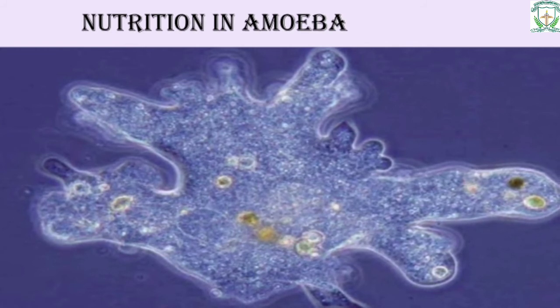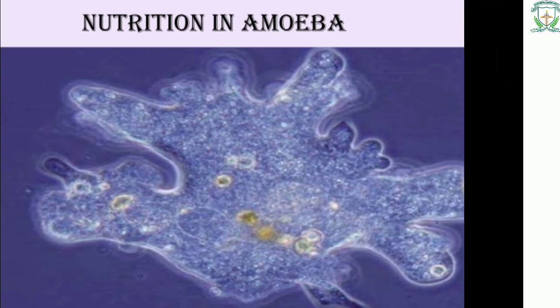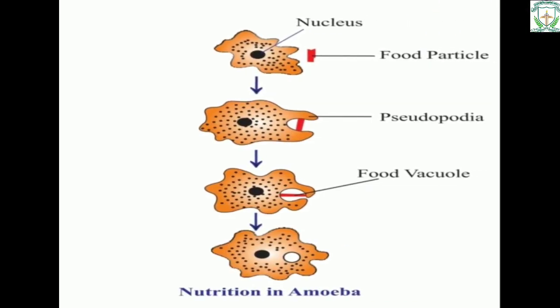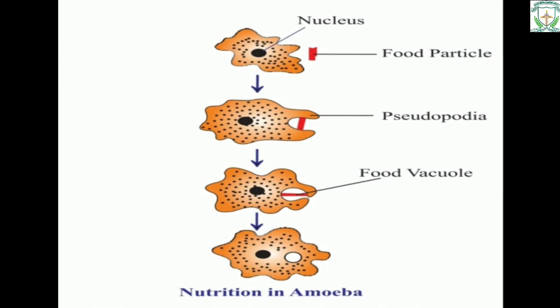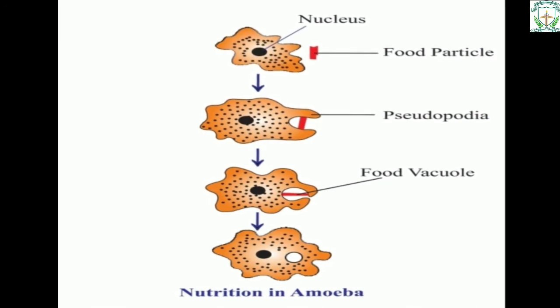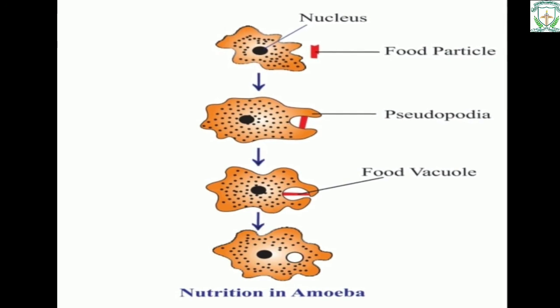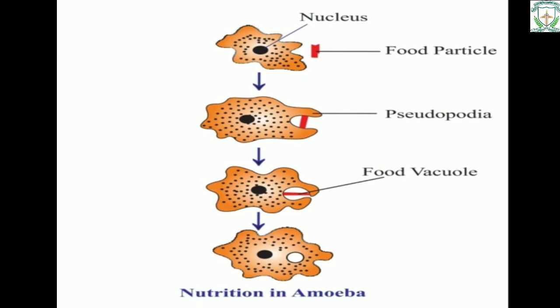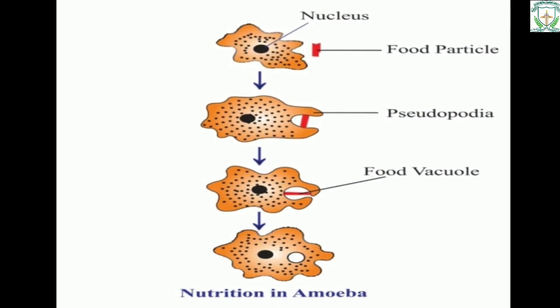In a single cell organism, the food is taken in by the entire surface. First, amoeba takes food using temporary finger-like extensions or projections called pseudopodia. By the pseudopodia, food is taken in. Then it forms a food vacuole. Inside the food vacuole, the food is digested.